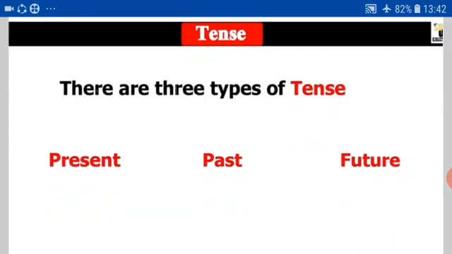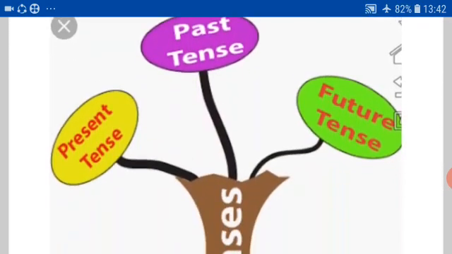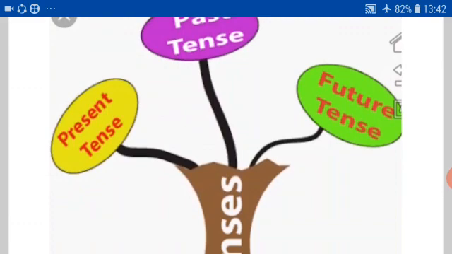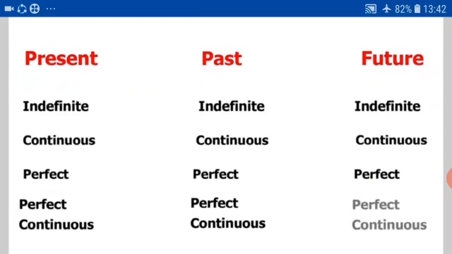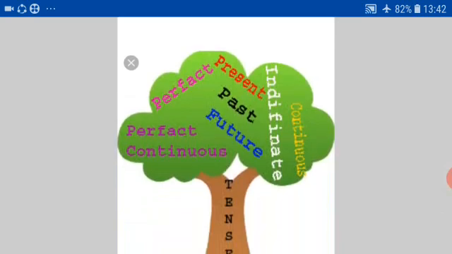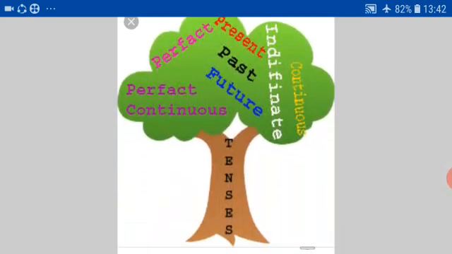Students, we have knowledge that there are three types of tenses: present, past or future. You can get knowledge with this diagram of tenses: present tense, past tense and future tense. Students, four types of aspects of each tense are given in this slide: indefinite, continuous, perfect, perfect continuous. In the same way, past or future. You will get this from this diagram.